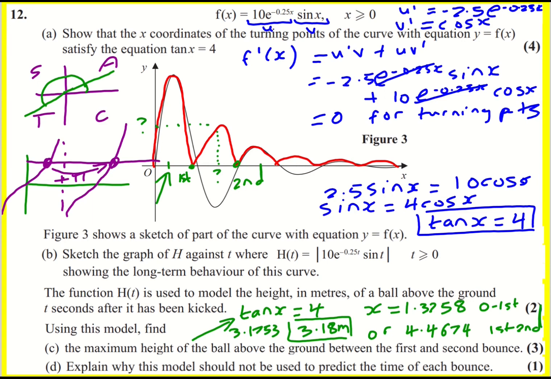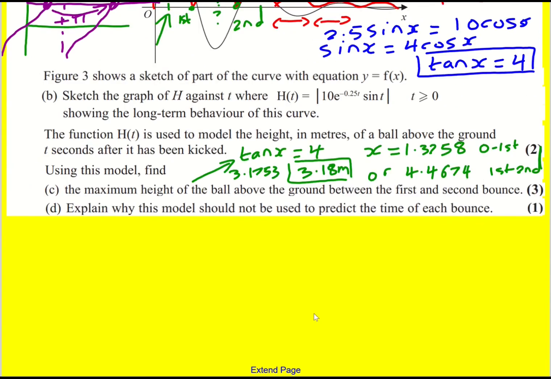Finally, we're asked to explain why the model should not be used to predict the time of each bounce. What is going on here? If you think about the curve, it's this negative exponential that is causing it to follow this slope. That's what e^(-0.25x) would essentially look like. The sin x is what is bringing in the periodicity. But the thing about sine is that it oscillates, it goes up and down every pi radians. So the times are always the same. This time period is the same as this time period, and so on.